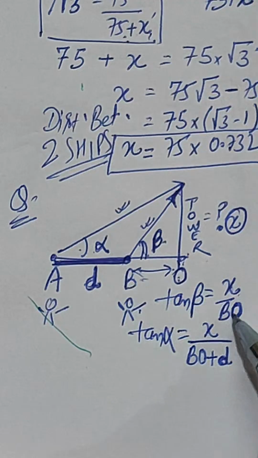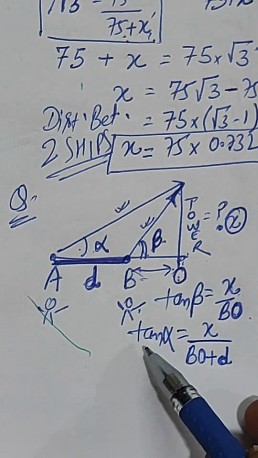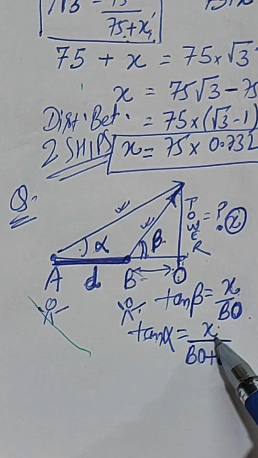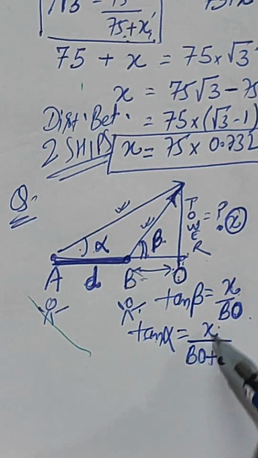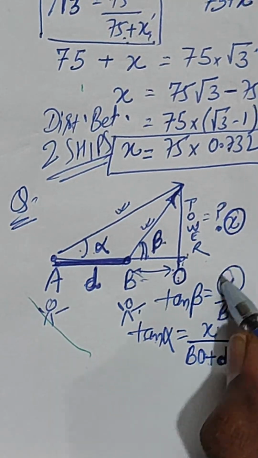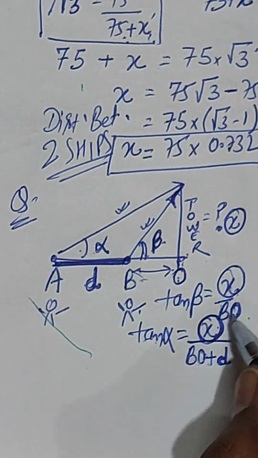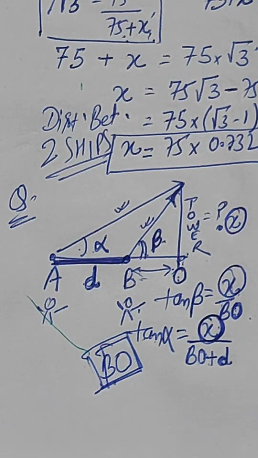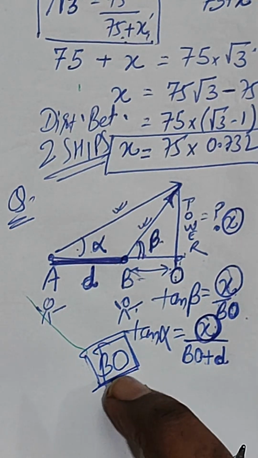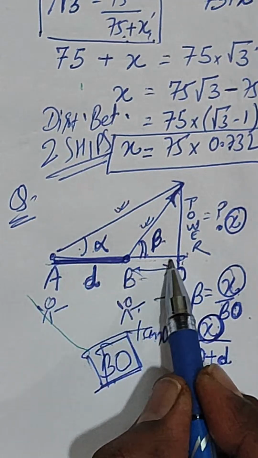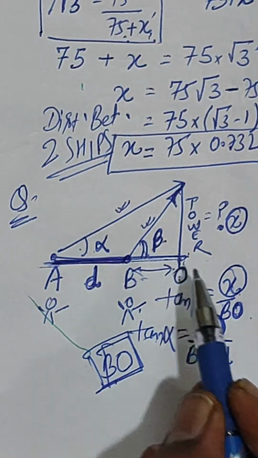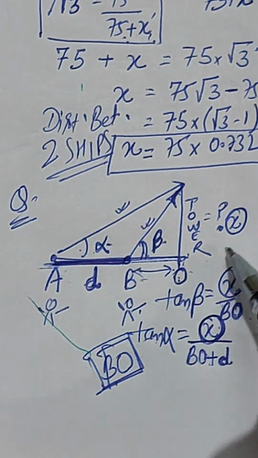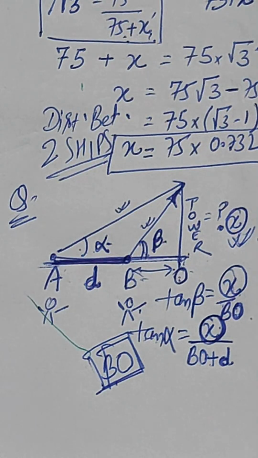Now, you can just compare here. x is tan beta times BO, and here also x is tan alpha times BO plus D, is equal to x. Just equate both these values of x. You will get the value of BO, isn't it? When you get the value of BO, you know the value of AO, the entire AO, right? Then take tan alpha and just put this value of AO, you'll get the value of x, right?